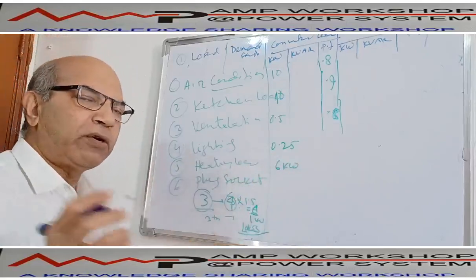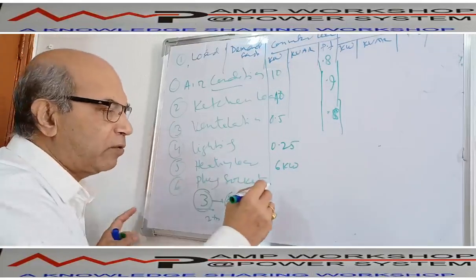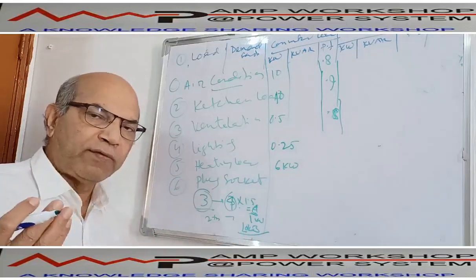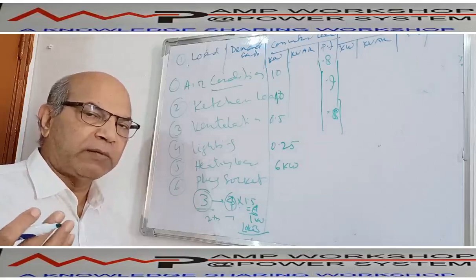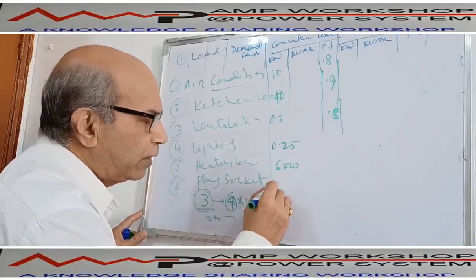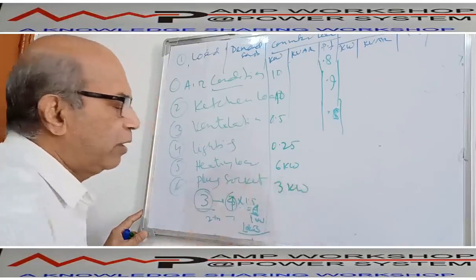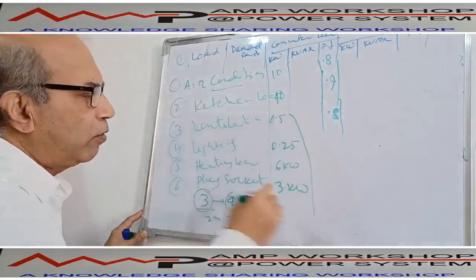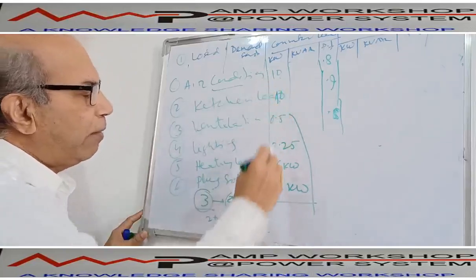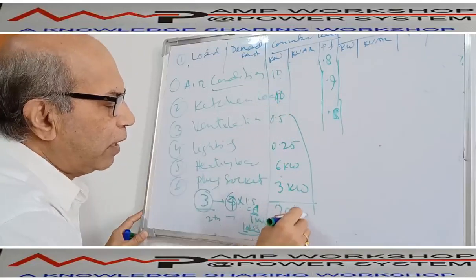Plug sockets: maybe you have various areas, maybe 20 plug sockets in total. So 20 plug sockets are considered about 250 watt maximum each. So 20 into 250 means about 3 kilowatt, right? 3 kilowatt is the plug socket load. These are the total connected load of a house. How much will it be? It will be 10, 10, 20, 29, about 30 kilowatt you can say is your connected load.